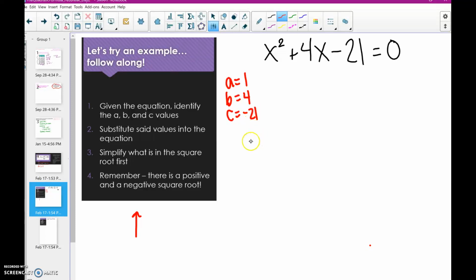All right, so we've got x is equal to negative b plus or minus the square root of b squared minus 4ac all over 2a. Oh, just never gets old, right?